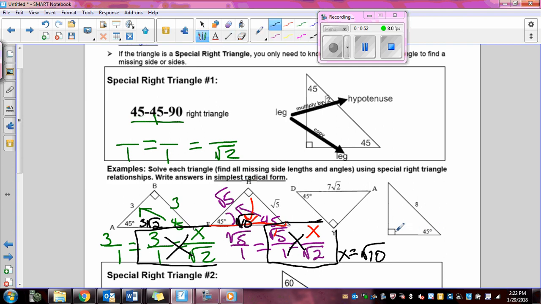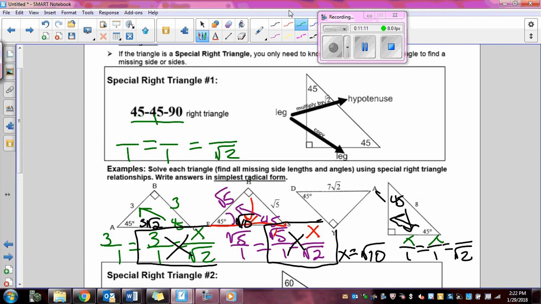Anytime I see it's a 45, 90, I know this one is 45. And I know my ratio needs to be 1, 1, square root of 2. And I know I'm going to put my fraction bars above it. Above my 45s, those are my x's. I don't know either side, so in this case, I'm going to put x and x.